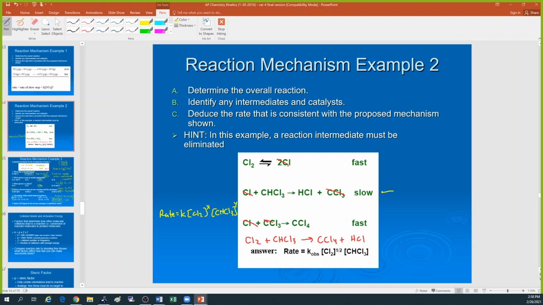So we focus in on the rate determining slow step, and we write the original rate law from there. So we start with rate equals some constant, an intermediate, which we're going to have to get rid of, and then this chloroform molecule, like that. And because this is an intermediate, we're going to have to do a substitution. What do we use for that? The fast equilibrium step, the one with the double arrow.